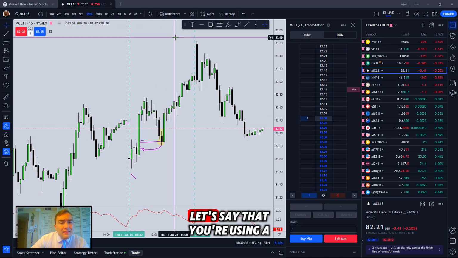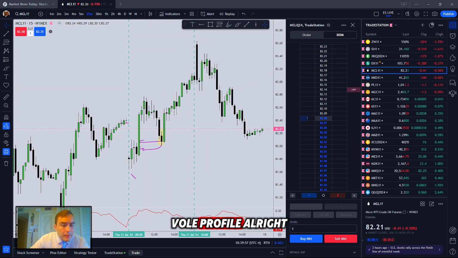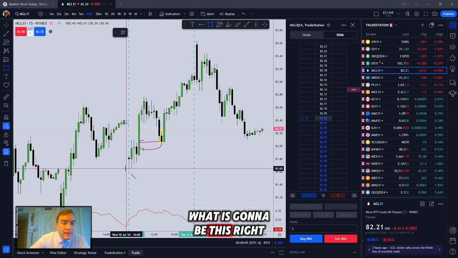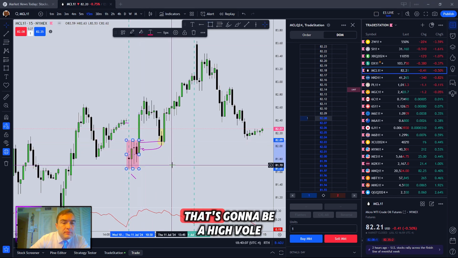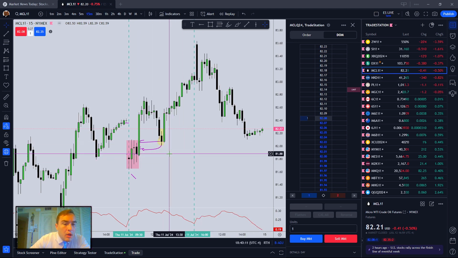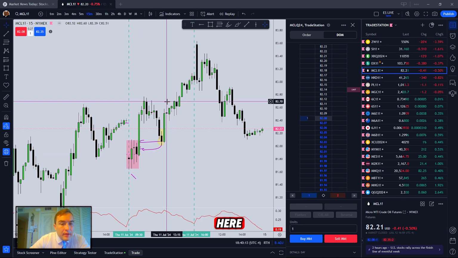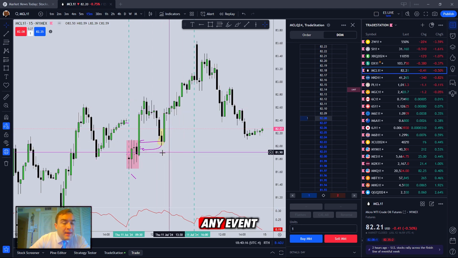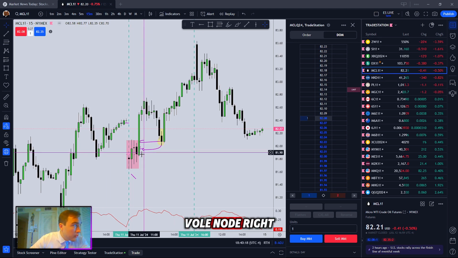In other words, guys, let's say that you're using a volume profile. All right, so you don't like ICT. You don't like the concepts that I'm talking about, but you use the volume profile. Okay, what is going to be this right here? That's going to be a high volume node, right? That is absolutely going to be a high volume node. Point of control was probably down here or it's up here. But in any event, we're coming down to a high volume node, right?